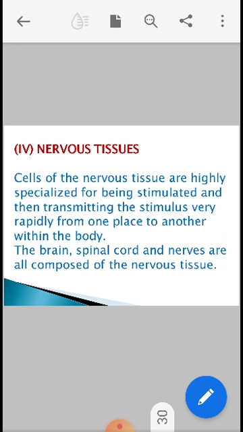Okay, let's come back to the last part of the tissues, that is the nervous tissues. Now the word nervous is related to the brain, the spinal cord and the nerves. We have learned in the previous years that the brain, spinal cord and nerves are all part of the nervous system and they together form the nervous tissues. Now what are nervous tissues and what are their functions? They are specialized for being stimulated and then transmitting the stimulus very rapidly from one place to another within the body.